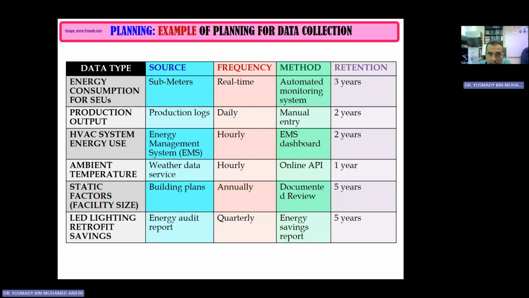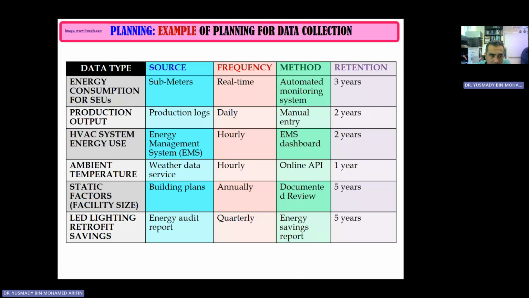Okay, an example of planning for data collection. So we have data types such as energy consumption for SEUs, production output, HVAC system energy use, ambient temperature, and static factors based on facilities, such as LED lighting retrofit savings. So we have the columns source, frequency, method, and also retention. For example, for the data type energy consumption for SEUs, the source will come from the submeters, frequency will be real time, method is an automated monitoring system, and retention, probably we will keep for 3 years.